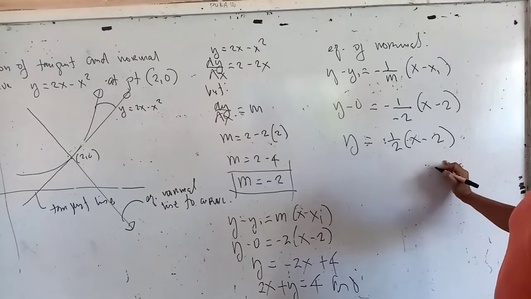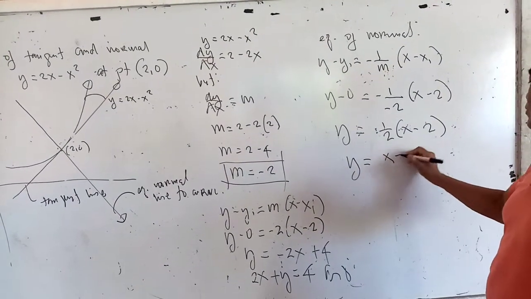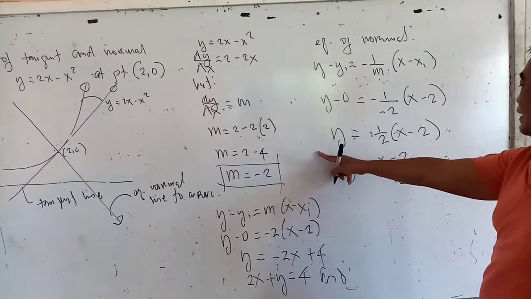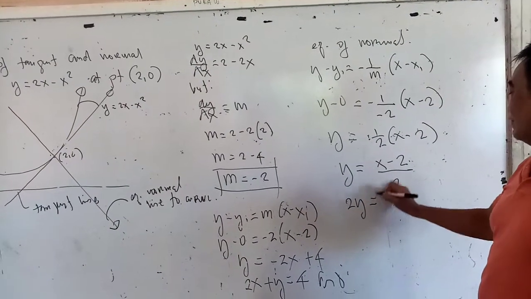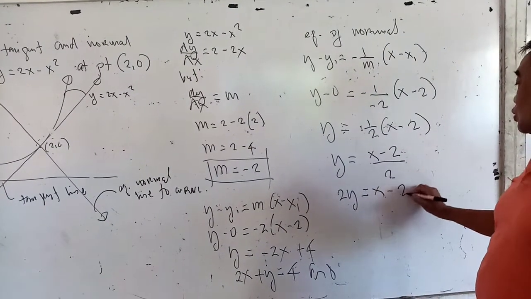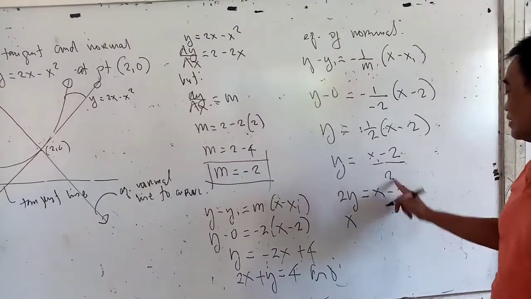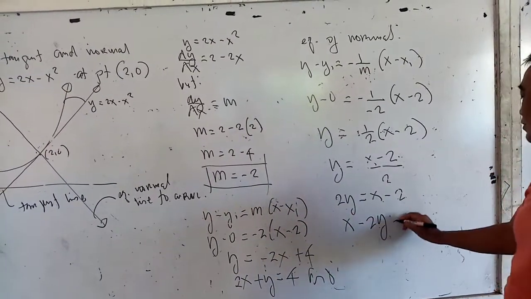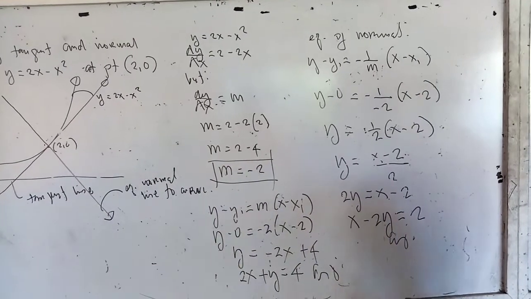To clear it up, through algebra, that would be (x - 2) divided by 2. Through cross multiplication, the product will give us 2y = x - 2. Arranging, transposing, that would be x - 2y - 2 = 0. This will be the equation of the normal to the curve.